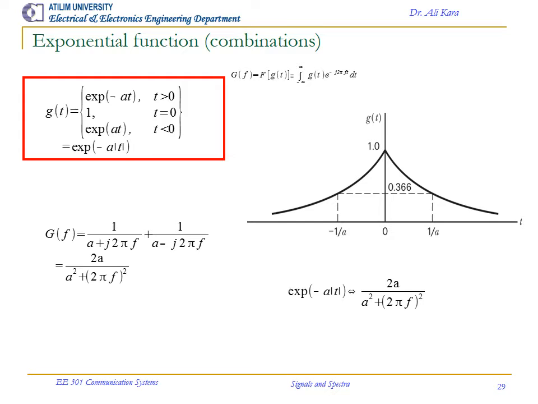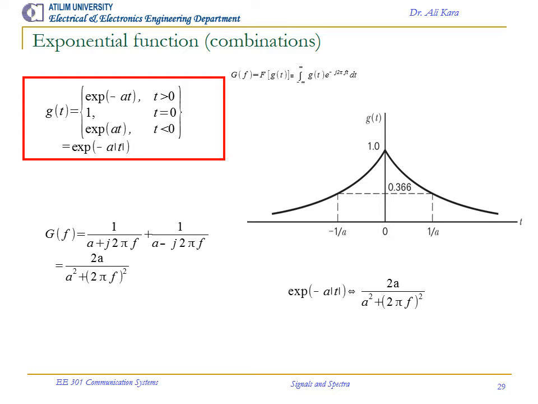One is the rising exponential for negative x-axis, and the other is decaying exponential for positive x-axis. Now we can combine those two and get a compact form of an exponential function. This is exponential g of t is equal to exponential minus at when t is larger than 0, 1 at t equals 0, and exponential at when t is less than 0, where a is a positive real number.